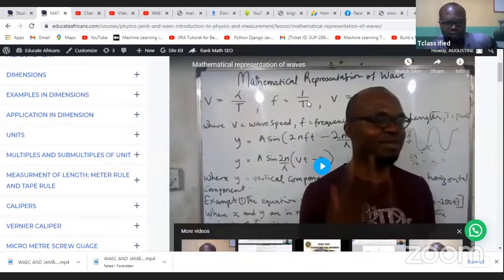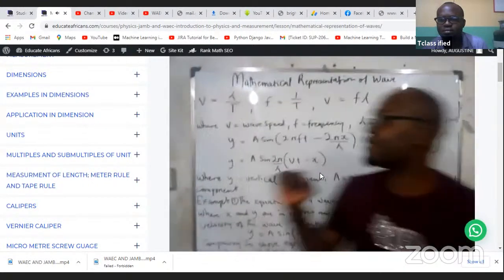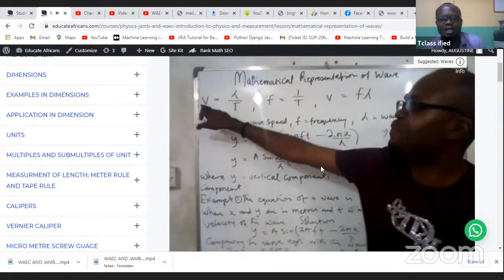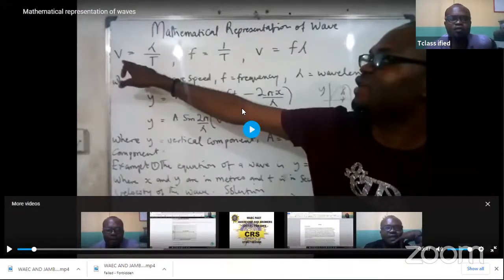So these other two equations: you can make T the subject because T is 1/f, whereas V is equal to F lambda. So this is another equation. You have to take note of these three equations together with the normal equation of wave. This is the normal complete equation showing both the vertical components and the horizontal components of the wave. You have to know them so that you'll be able to solve this problem.